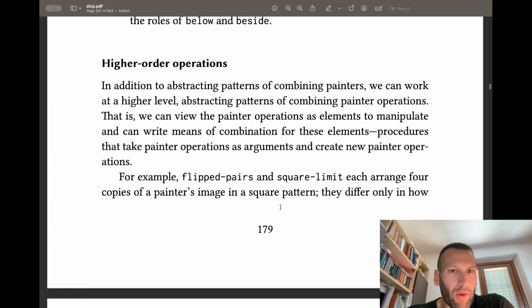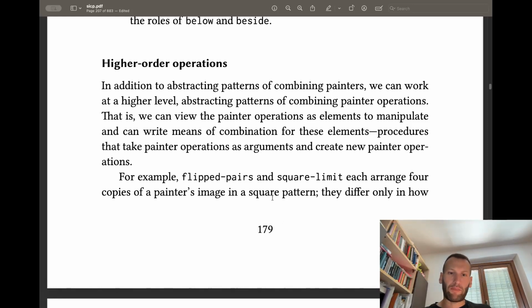Higher order operations. In addition to abstracting patterns of combining painters, we can work at a higher level, abstracting patterns of combining painter operations. That is, we can view the painter operations as elements to manipulate and can write means of combination for these elements. Procedures that take painter operations as arguments and create new painter operations.